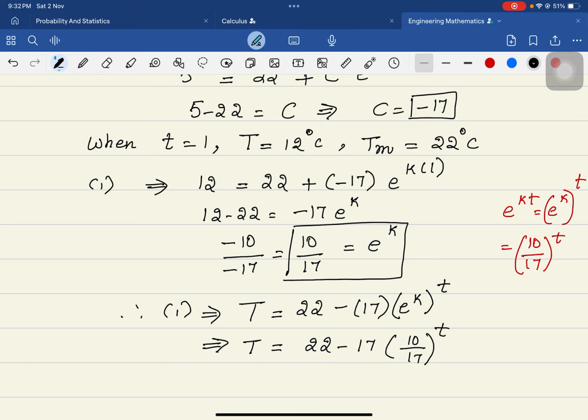Okay. So with this equation now, we can see the change. When the time is t is equal to so and so minutes, what will be the temperature? Or if the temperature is something is given, what will be the time? Everything we can understand, we can do the problem by this particular equation. Let us call this equation as 2.